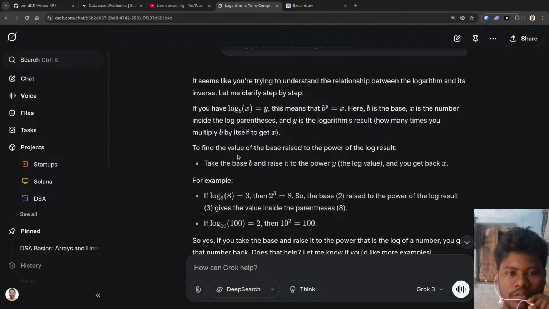And y is the logarithm result, how many times you multiply b by itself to get x. Write in a simple phrase to understand logarithm.